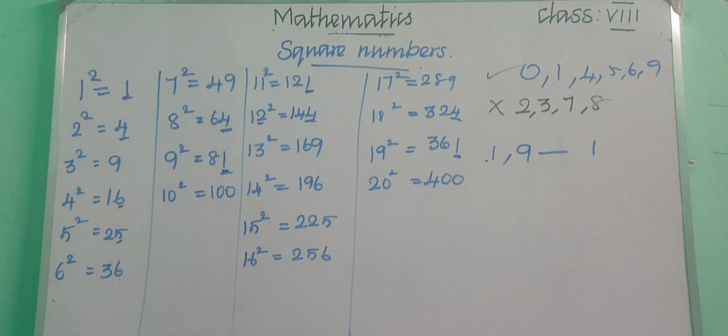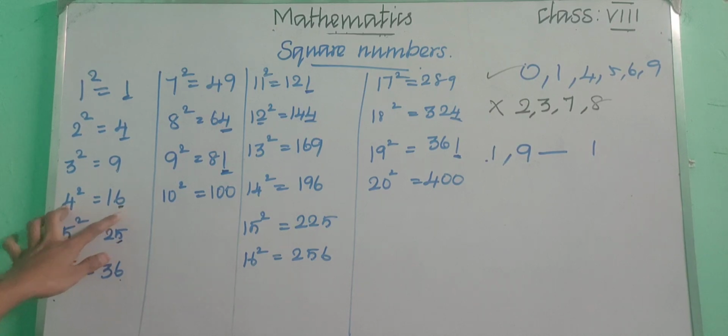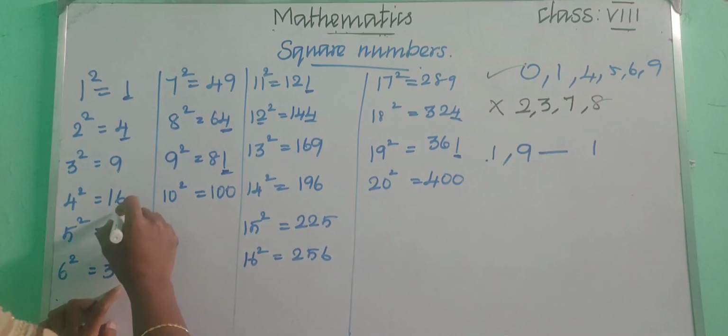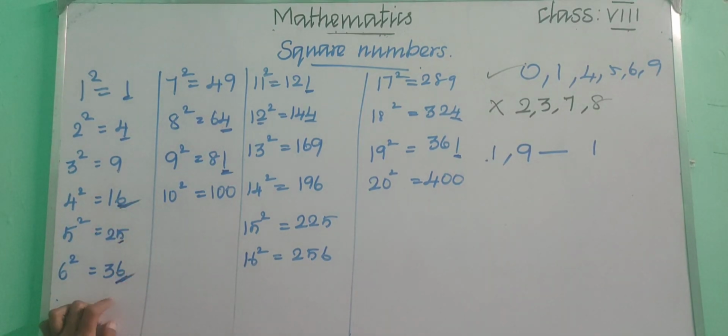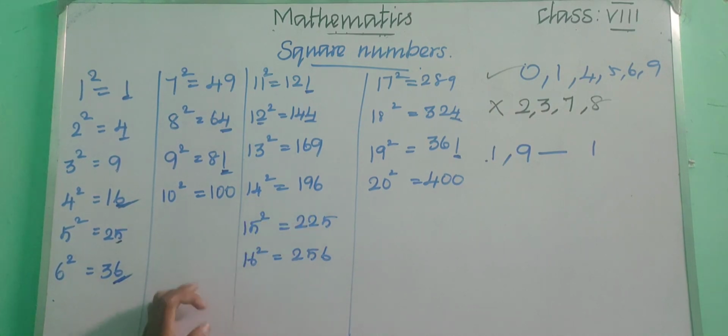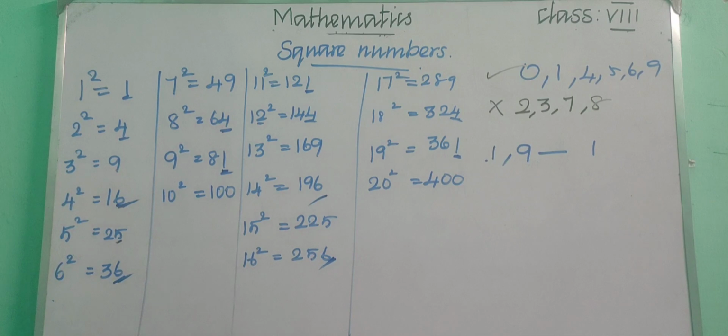And then the next property is, if the number ends with 4 or 6, see, 4 squared is 16, and 6 squared is 36, it ends with 6. And see here, 14 squared ends with 6, 16 squared ends with 6. Okay children, these are all the properties.